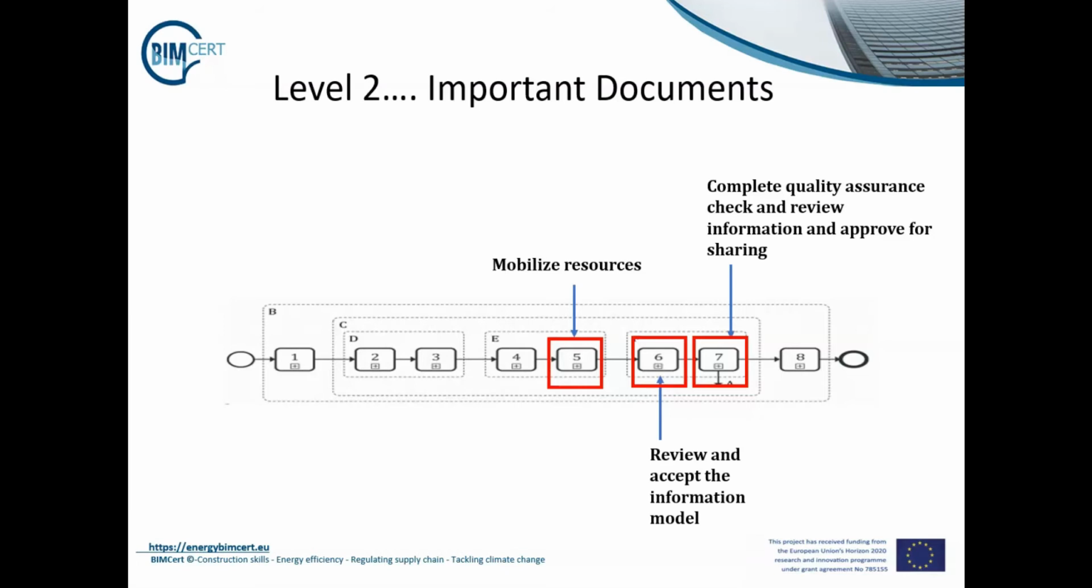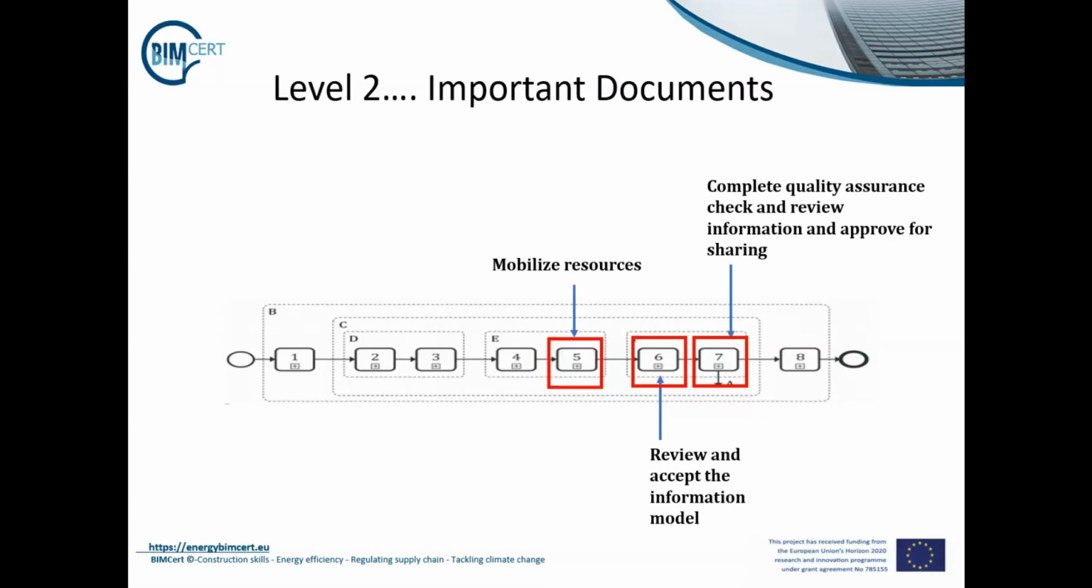5 is in regards to collaborative production of information. This is where we check the availability of reference information and shared resources, complete quality assurance checks, and review information and prove it for sharing. And finally, the information model review is where we submit the information model for appointing party authorisation, review and authorise the information model, and review and accept the information model.